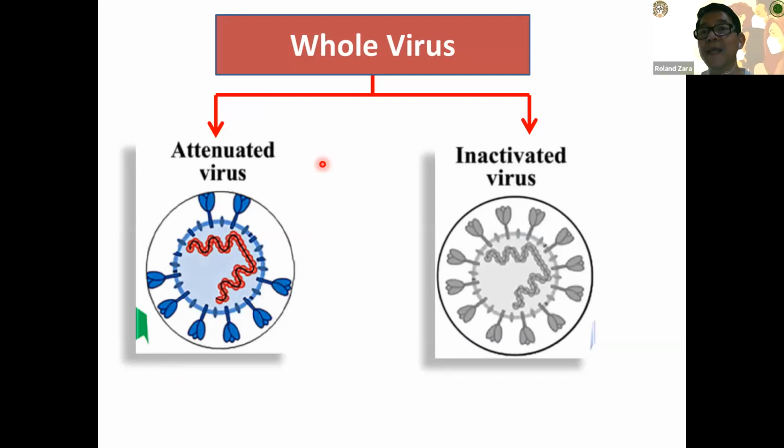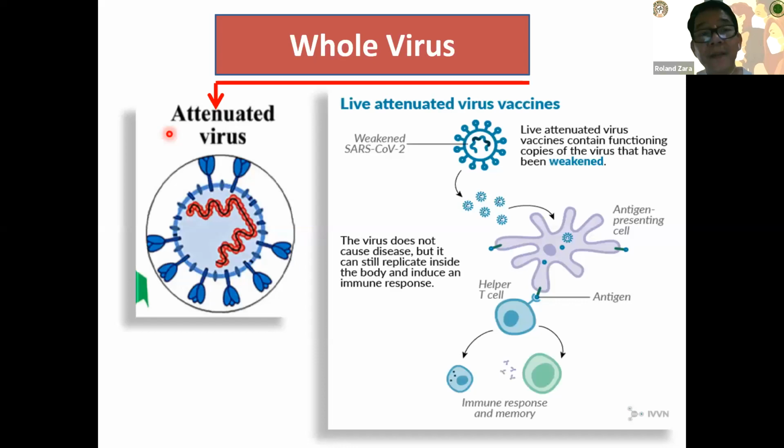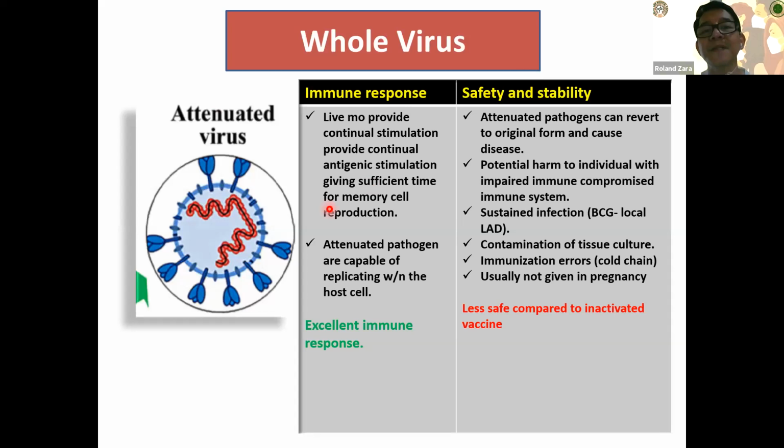Now let's first discuss your attenuated virus. These are live attenuated virus vaccines that contain functional copies of the virus that have been made weakened. This is the SARS-CoV-2 virus, this is the antigen, and this is the virus that has been made weakened. Once injected, they will be recognized by your antigen-presenting cells, which present the antigen to the helper T cells to produce antibodies and memory B cells. Now, remember, if it's attenuated, the virus does not cause disease, but the virus can replicate inside the body and induce an immune response. Your immune response gives sufficient time for memory cell reproduction. They are capable of replicating within the cell, such that this is an excellent immune response.